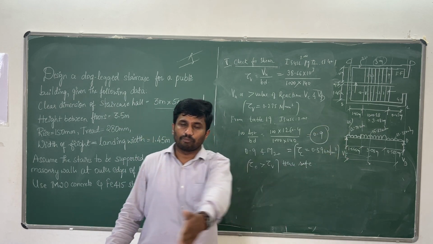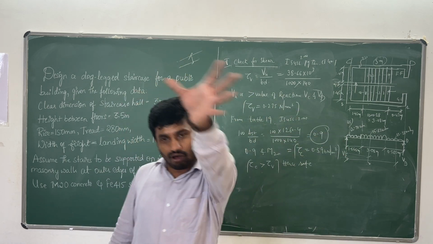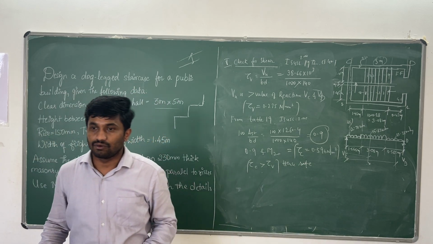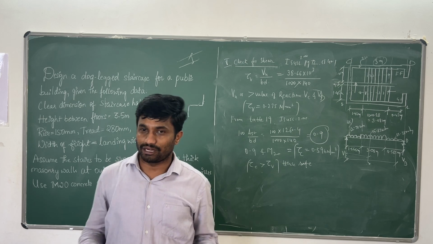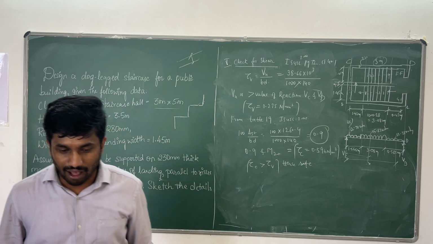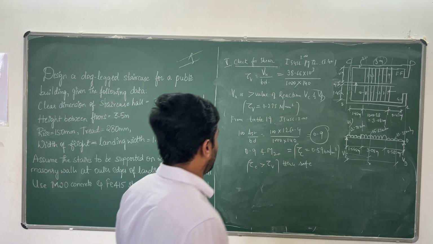Shear, bending, steel, and all the things are available in the code. The only thing is the analysis part. You have to compute the reaction and bending moment. So this concludes the 20 marks problem. Then the last part is you have to sketch the reinforcement.